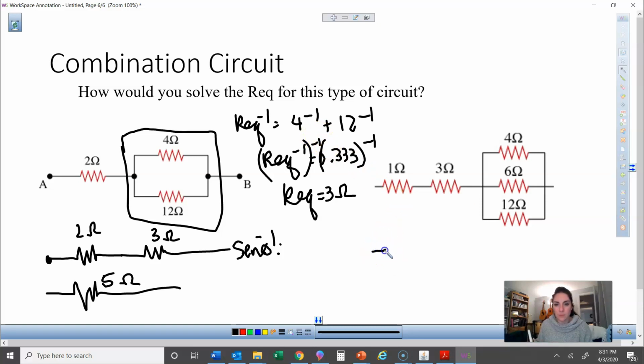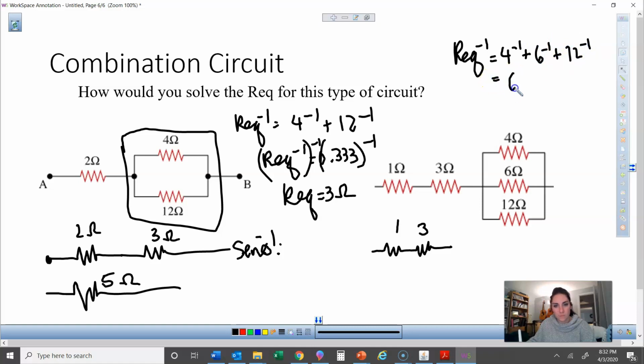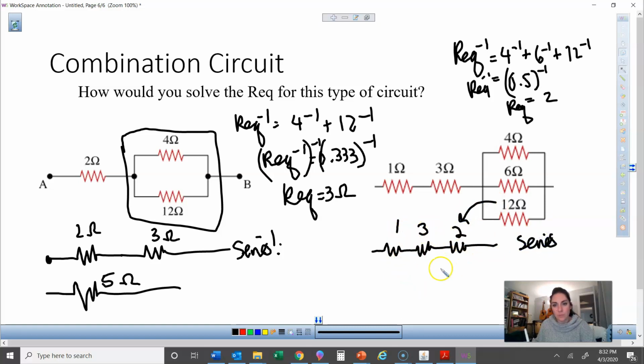Okay, so the way to do this one is you leave these two alone, and you find the REQ of this. Of course, I'm solving this pretty fast, but what I get here is 2. So these 3 resistors squish down to 2, and this is in series, so I just add these up. So 1 plus 3 is 4, plus 2 is 6 ohms. And this is the REQ of this combo circuit.